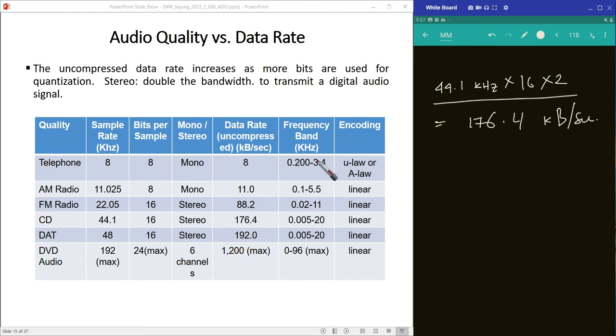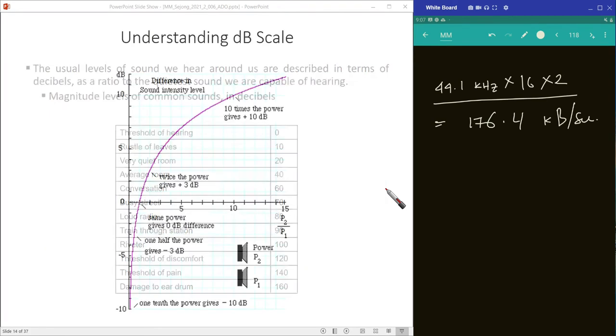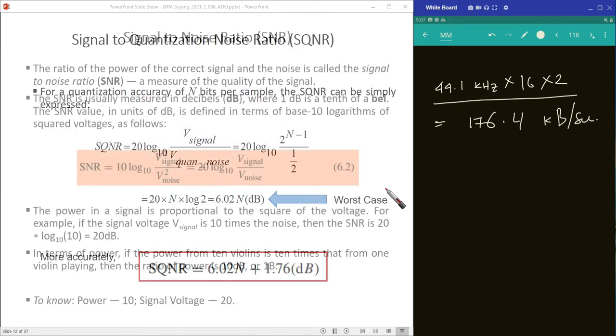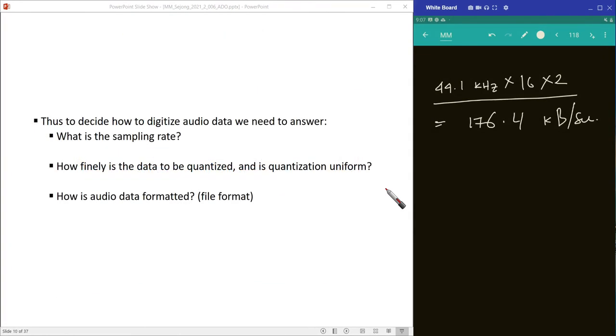There is another piece of information in this table: telephone communications generally operate in this range, whereas FM radio and AM radio operate at these frequencies. And definitely we need some encoding techniques to compress and do other things before transmission. That is a different thing; we are not discussing that here. Now let's go back to our other concept.